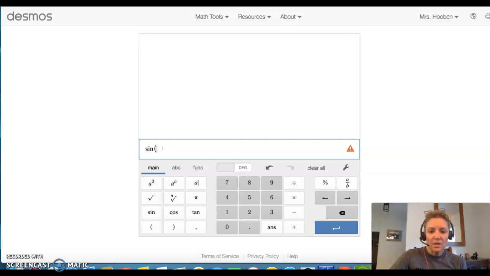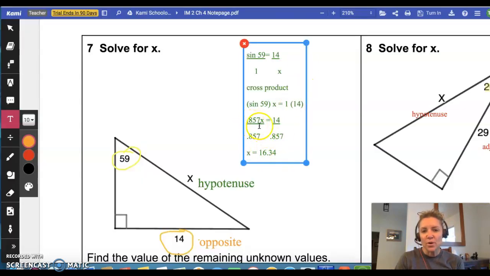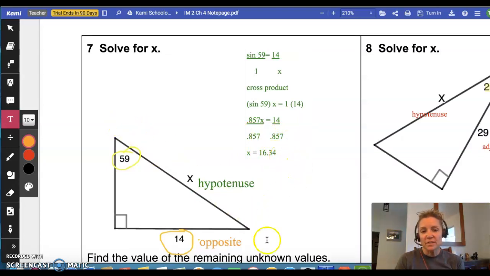I'll type it in the parentheses. Sine of 59 is 0.8, I'm going to round it to 0.857. So I'm going to have 0.857x equal to 14. Divide both sides by the 0.857. And the answer is 16.34. So the length of the hypotenuse is 16.34.